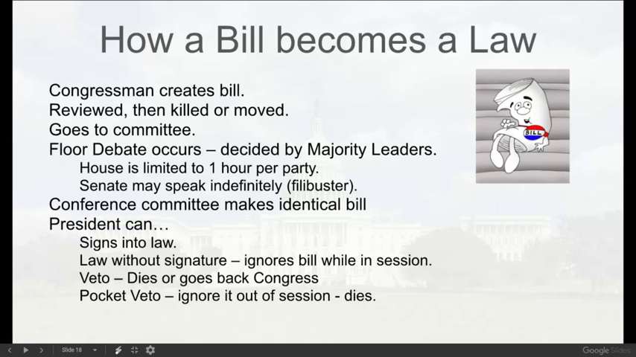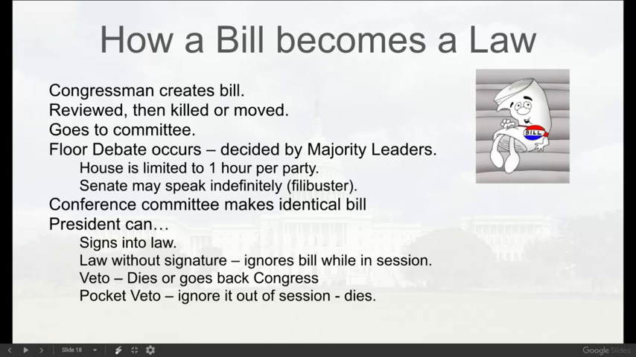If he ignores it, and Congress is in session, then it still becomes law. If they're out of session, then it doesn't become law. It's commonly known as a pocket veto. The reason the president might do this is because maybe it is a popular issue with the people, but he personally doesn't agree with it. So maybe that's why he would choose to ignore it.